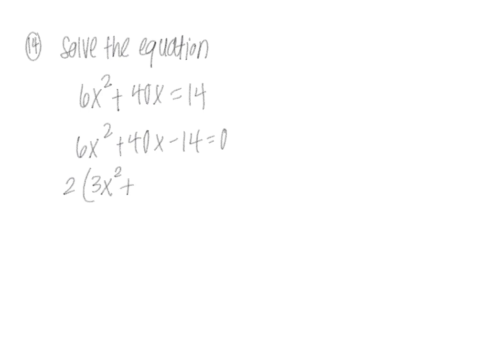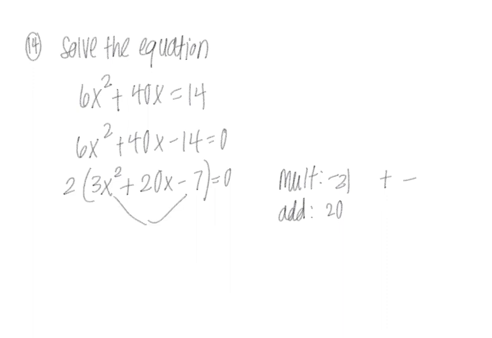Let's see. 20. I'm losing my mind. 7. Okay, there we go. Now it's a trinomial, so you're multiplying to get negative 21. You're adding to get positive 20. This is rooftop, so 3 times negative 7, negative 21. Yeah, I see that.